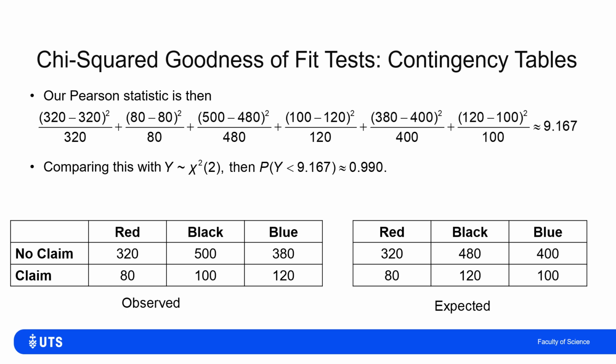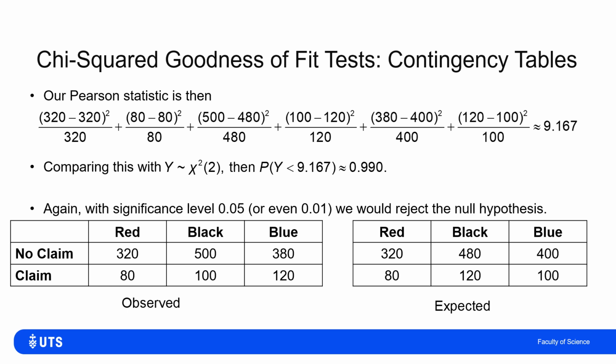Why is this a chi-squared with 2 degrees of freedom? Well, I've got 2 rows and 3 columns, so 2 minus 1 times 3 minus 1 is 2 degrees of freedom. So even at the 1% significance level, I would reject the null hypothesis, and I would say the differences between what I expected and what I observed would be too great for me to continue to believe the null hypothesis.